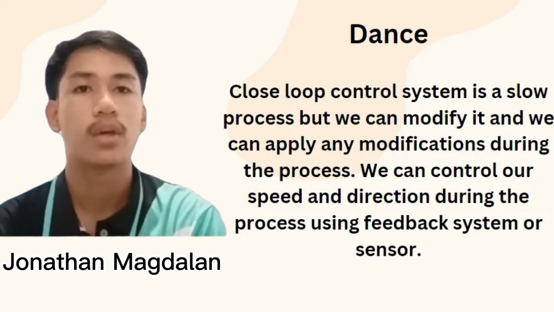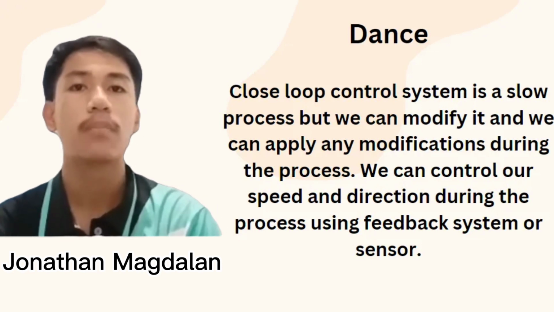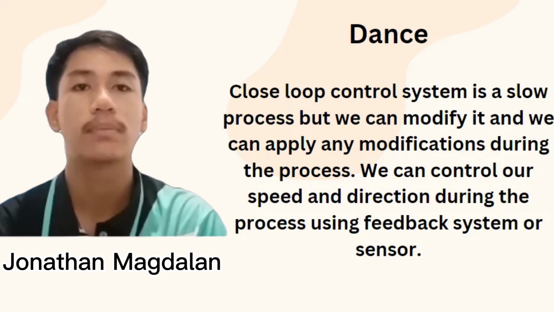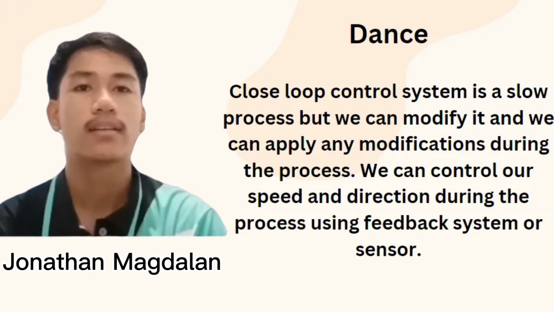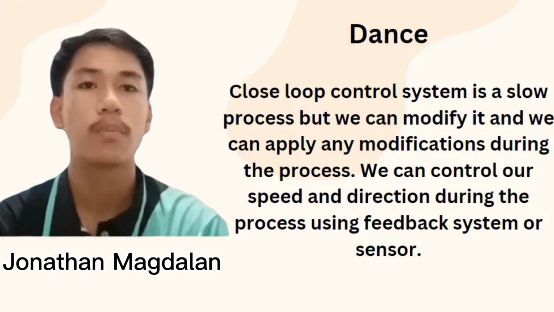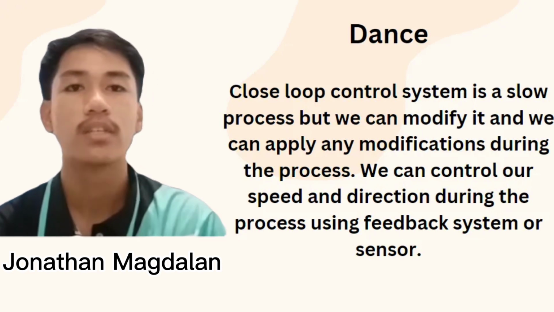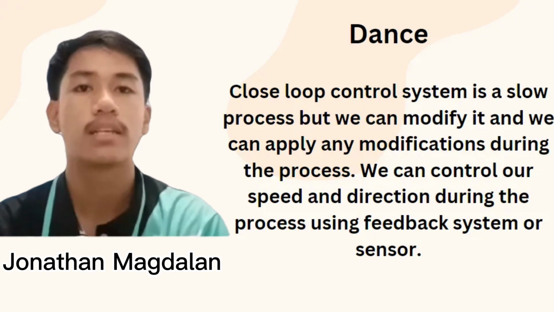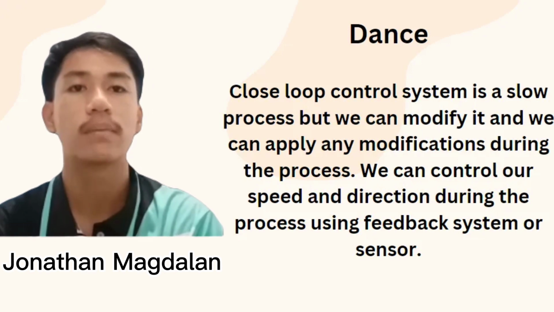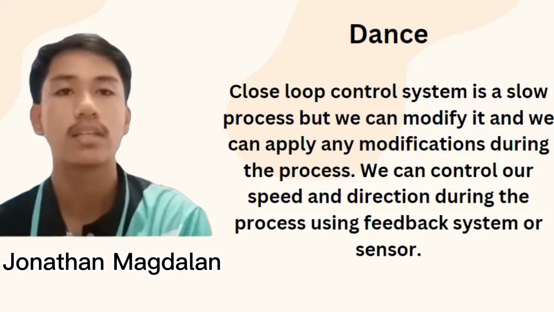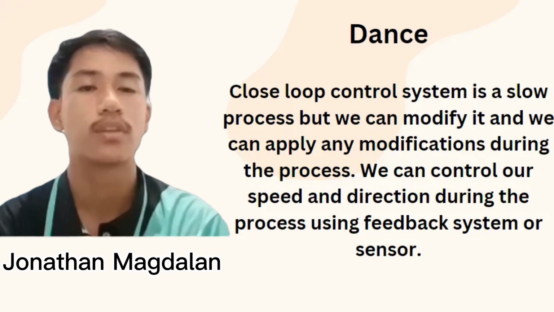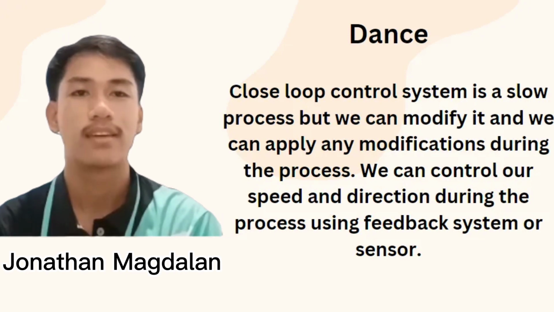The difference between open and closed is that the open is a quick process and there is no feedback you can apply during the process. The closed loop control system is a slow process because you need to correct your position and direction. It is slow, but you can modify it and apply any modification during the process. This is what you can call a closed loop control system. Thank you.